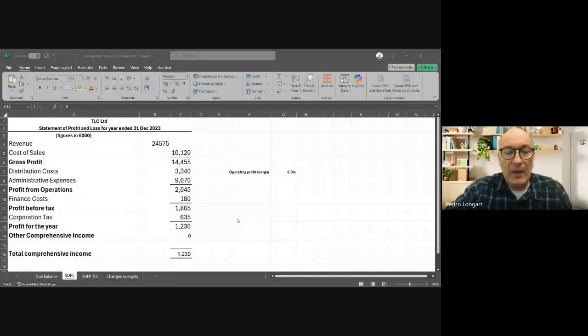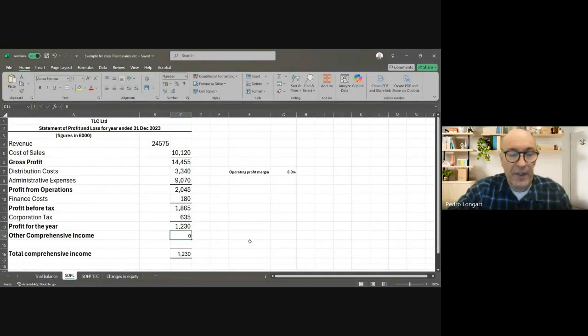Okay, let's go back and look at our statement of financial position, the last one that we calculated. We calculated the total comprehensive income, which is 1,230. What will be the next step? Well, the next step will be a very simple one, because the total comprehensive income is what is left at the end of the year.